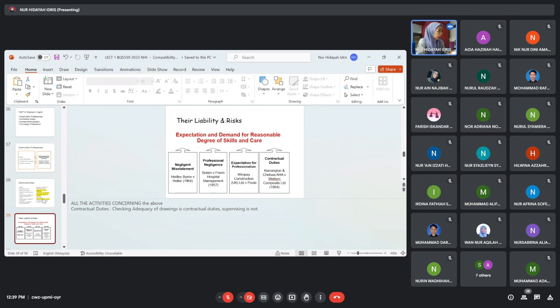Okay, and then kita ada contractual duties. Okay, contractual duties itu, okay, dalam case Kensington versus Wetton 1985. Okay, so in this case contractual duties, tulis yang ni. Tulis kejap this one. The last case, okay.